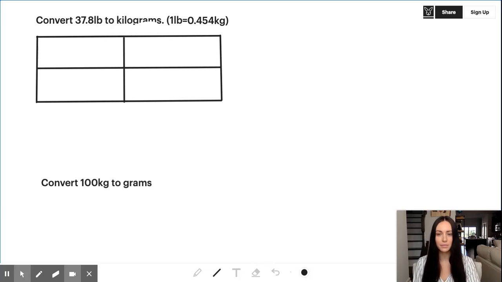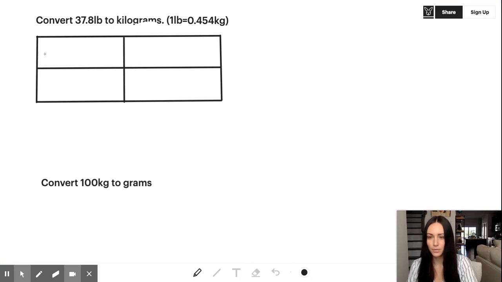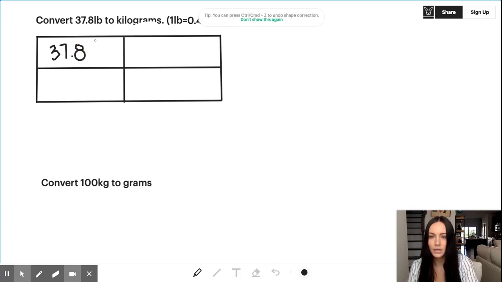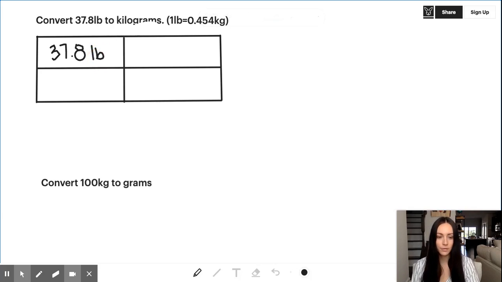So the first step of the Chemist Method is always to start with what you have, or the unwanted unit. In this case, we are starting with 37.8 pounds, which is what we want to convert from. So we'll always start with the unit that you have, which again, in this case, is 37.8 pounds. Our next step is to look for a conversion factor between the unwanted unit and the unit that we want. In this case, we do have a direct conversion factor from kilograms to pounds. Now we just need to make sure that we plug that conversion factor in correctly.